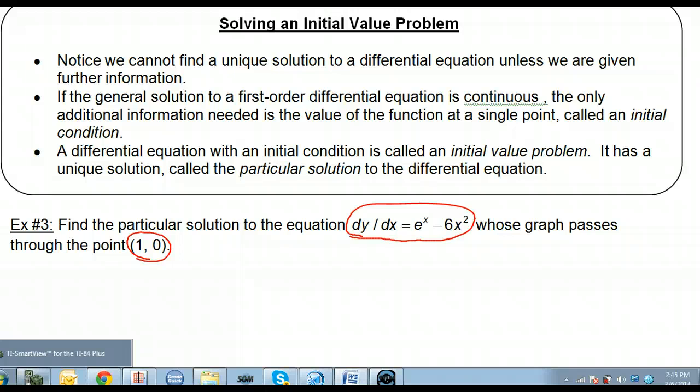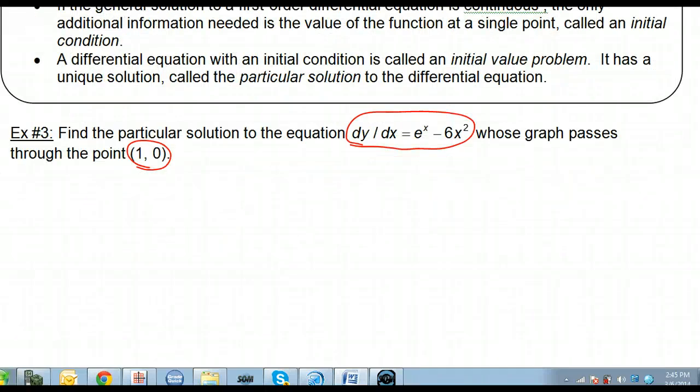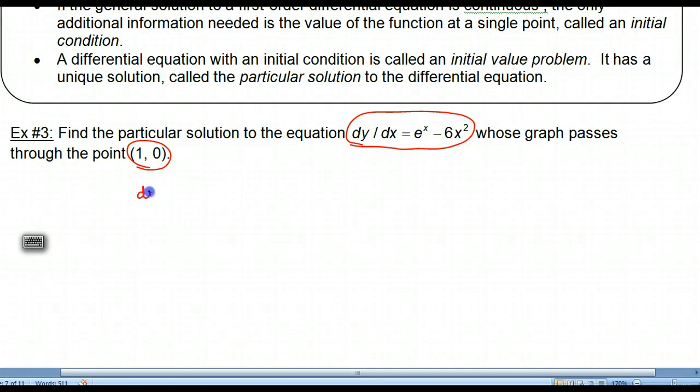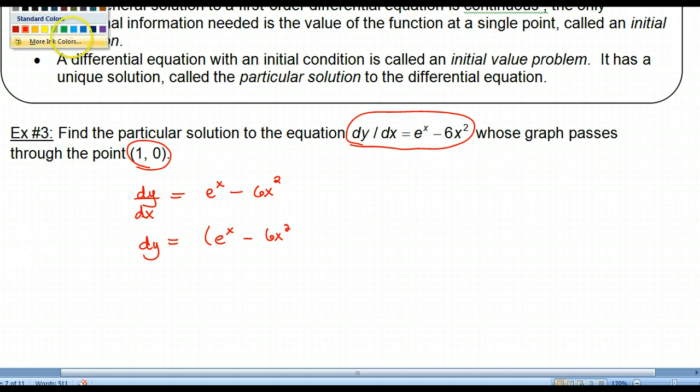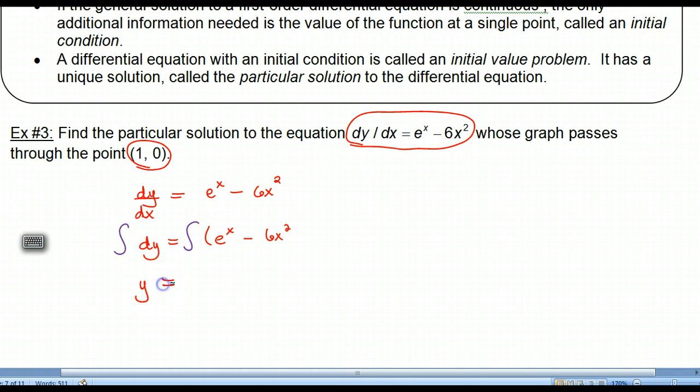So it's going to start out exactly the same. Right. So I'm going to start out the same way. Here's dy/dx is e to the x minus x squared. So I'm going to separate, and so I get y equals, oops.